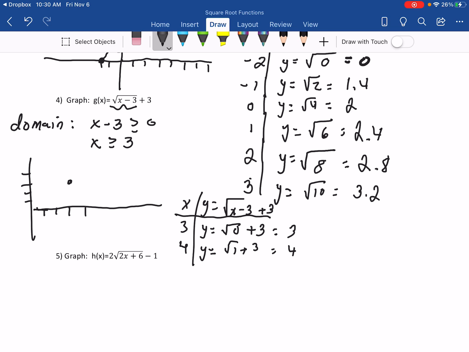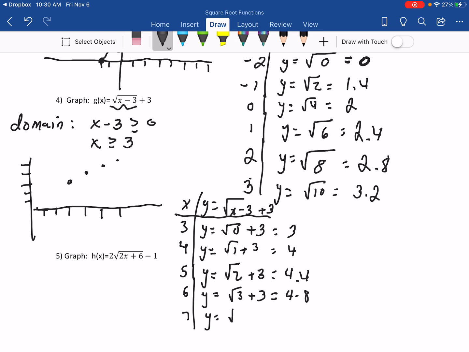At 5, we have the square root of 2 plus 3, and the square root of 2 is about 1.4, so this is about 4.4. At 6, we have the square root of 3 plus 3, which is about 4.8. And then at 7, y is going to be the square root of 4. Good, we have a perfect square, plus 2, which is 5. Okay, 2, 3, 7, 5. So your graph's going to look like that.